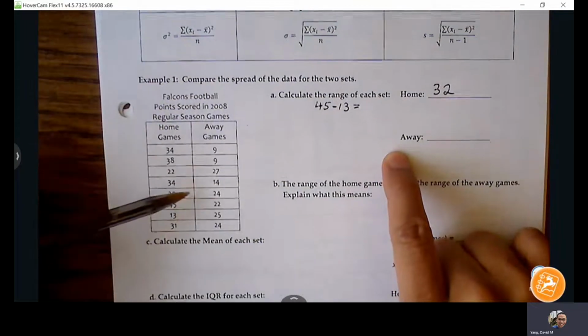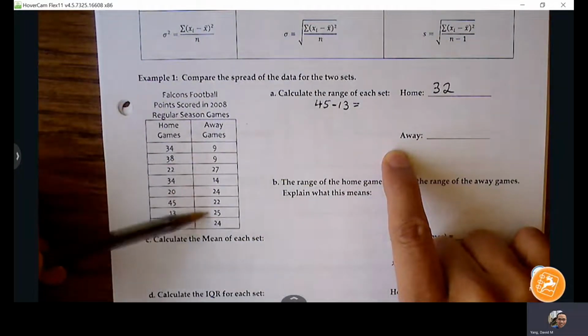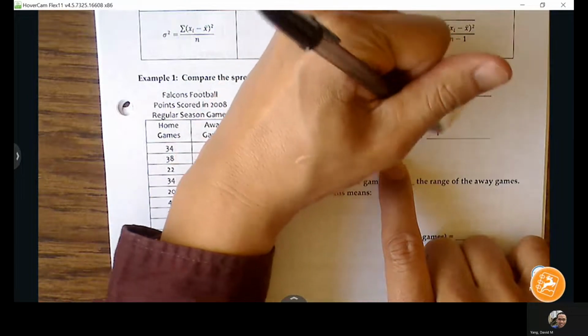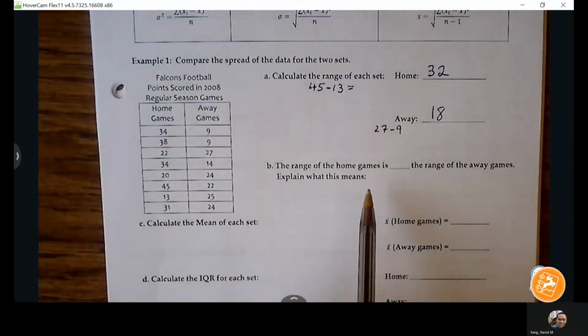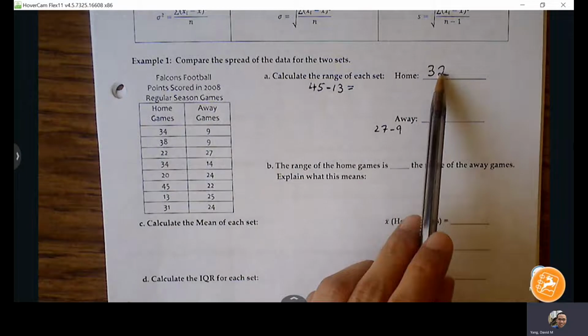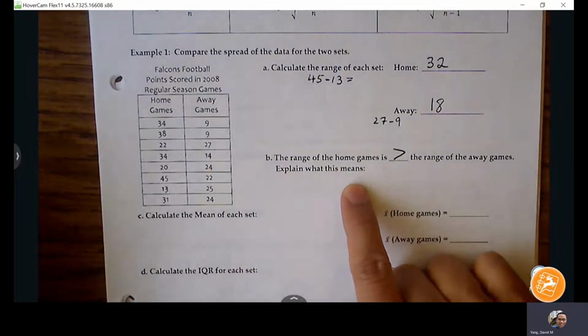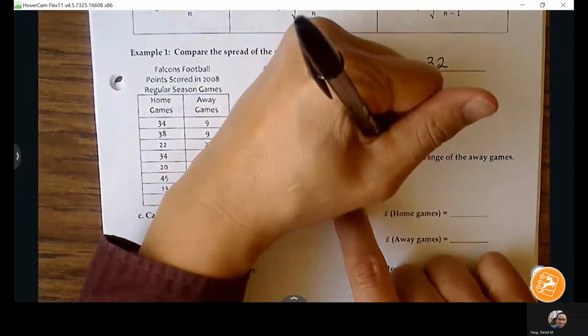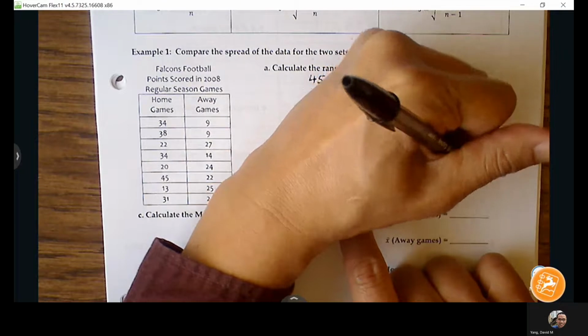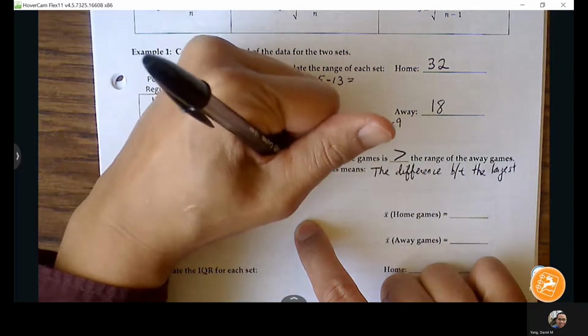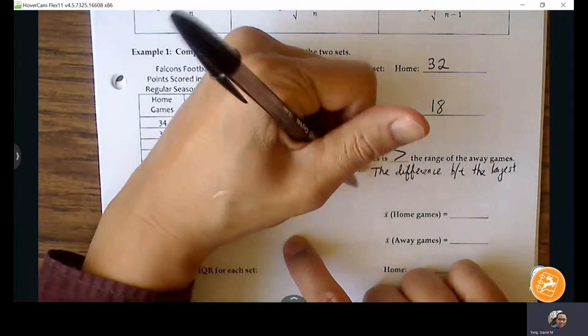In the away games, we'll also find the range there. The highest value that we see is 27, and then minus 9. The range of the home games is greater than the range of the away games. So explain what this means. Largest.